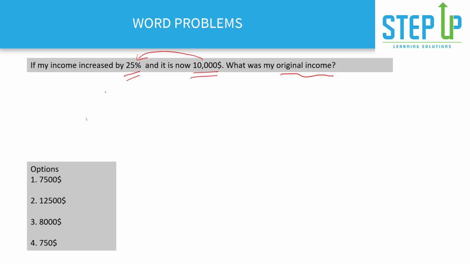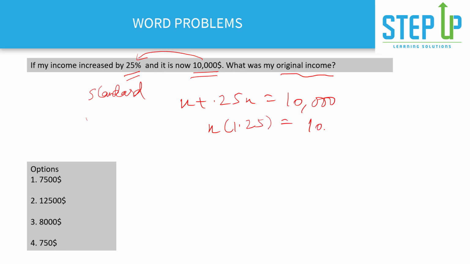So the correct approach would be to find it out, and we have two methods. Let's say we have the standard method wherein you say x plus 0.25x equals 10,000. So x is initial and 25% increase of x. So x times 1.25 equals 10k.